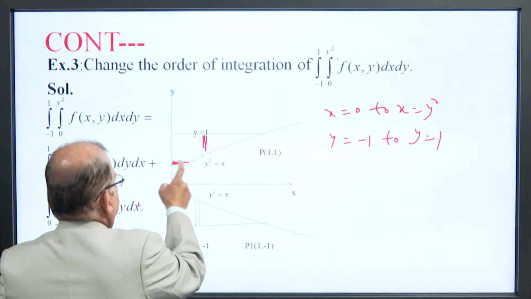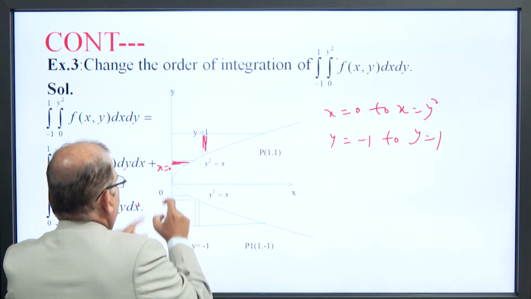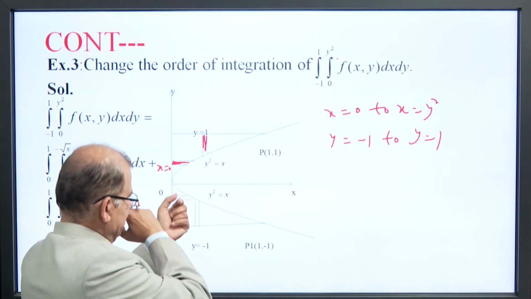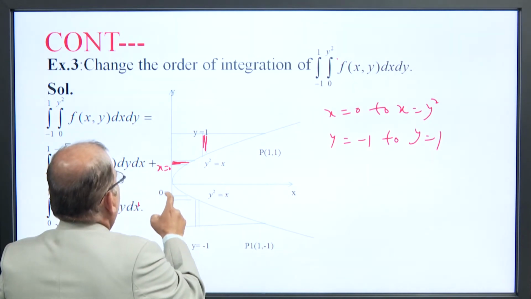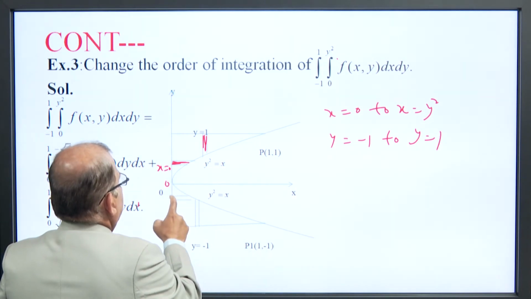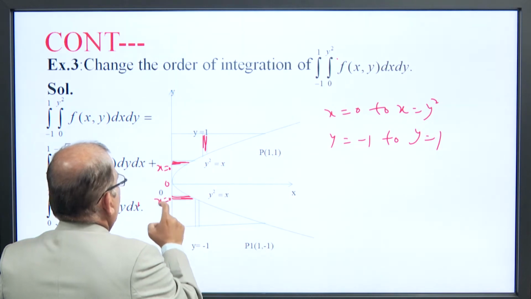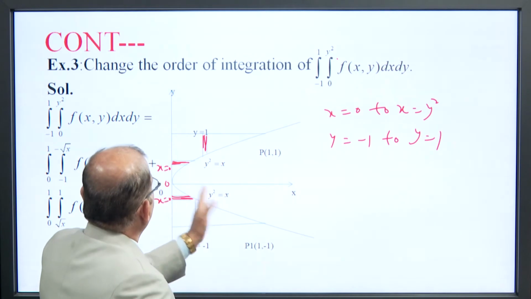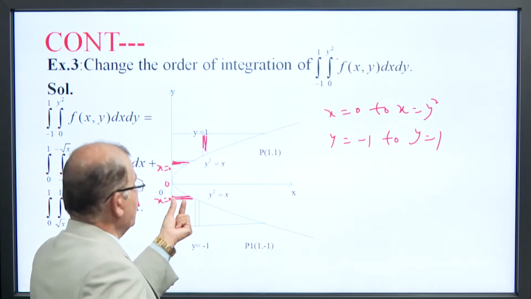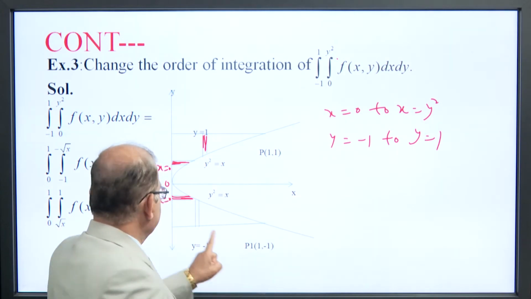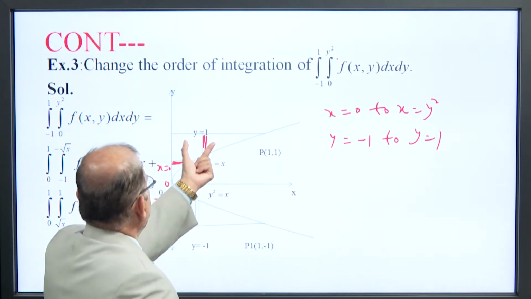The limits are given: x is equal to 0 to x is equal to y square. It is the origin. We have x equal to 0 to y square is equal to x, meaning x is equal to y square. We have to find the strip parallel to the axis of y.